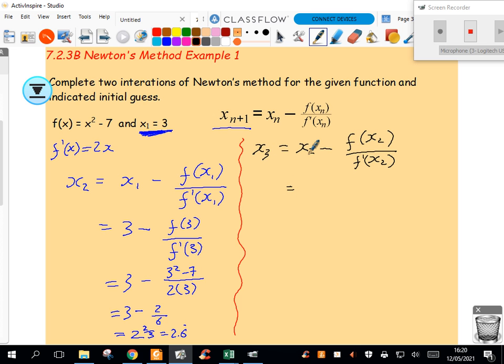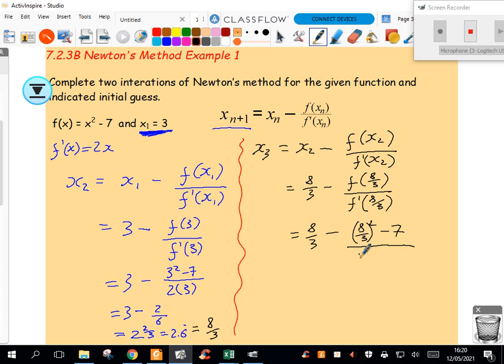So in other words, well, x sub 2 is what? 2 2/3. I prefer to write this as a single fraction, so I think it's 8/3. So x sub 3 is 8/3 minus f of 8/3 all over f prime of 8/3. Okay, so it's going to be 8/3, and then we just plug 8/3 into the function f, which is x squared minus 7. So 8/3 squared minus 7, all divided by f prime of 8/3, which is just doubling 8/3.